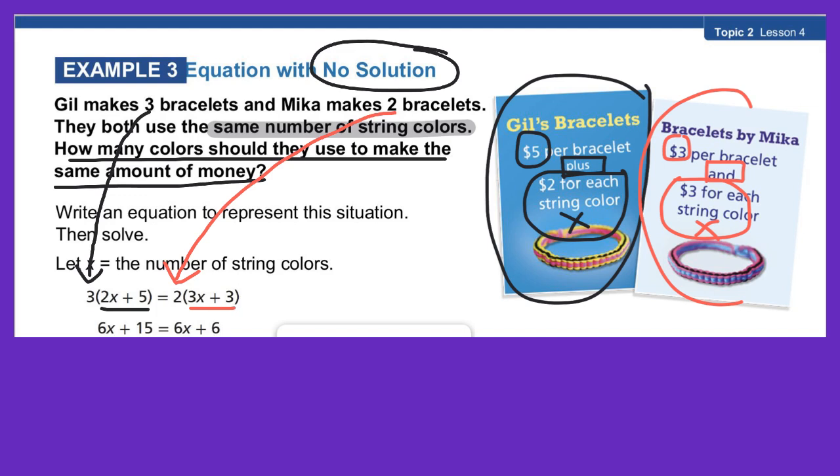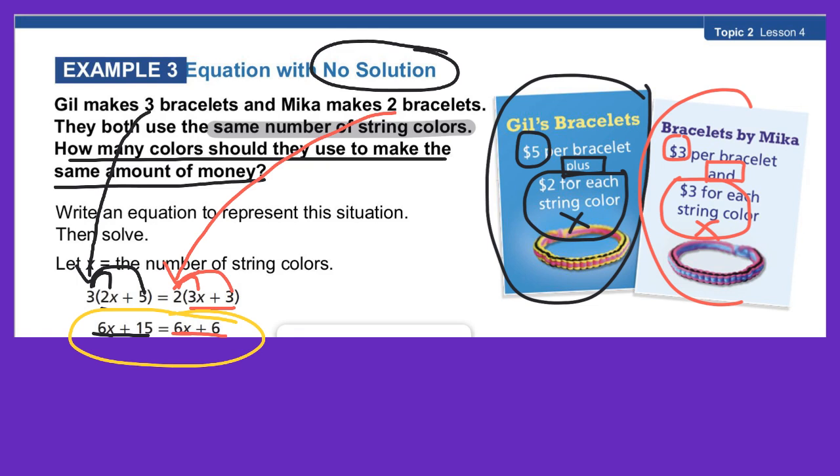Now they went ahead and did our distribution for us. They did 3 times 2x is 6x, 3 times 5 is 15. They did 2 times 3x is 6x, 2 times 3 is 6. And I would stop there, because this is an interesting situation. I have exactly the same variable term. There is a 6x on the left and there's a 6x on the right. The difference is your constant.